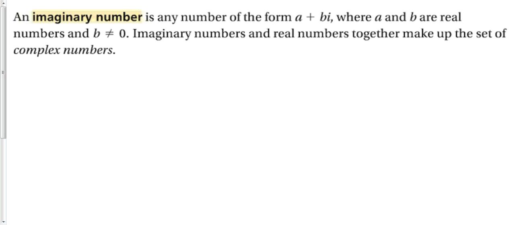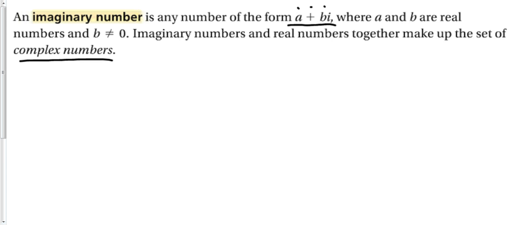Now, an imaginary number is any number that has the form a plus bi, where a and b are both real numbers, and b is not 0, or else I wouldn't have an imaginary unit anymore. And imaginary numbers and real numbers together make up the set called complex numbers. So my imaginary number is going to be some number plus a number times the imaginary unit i.